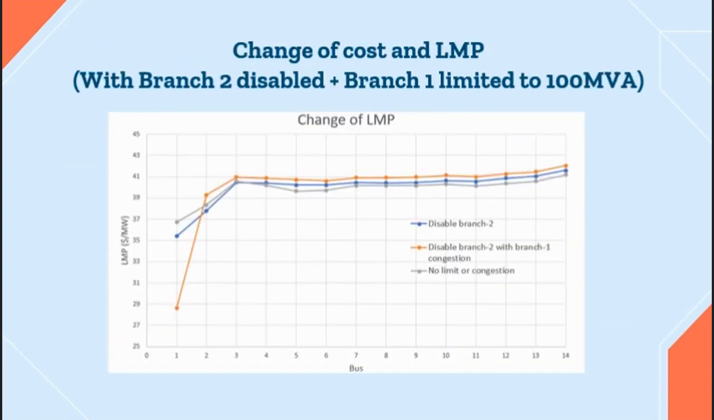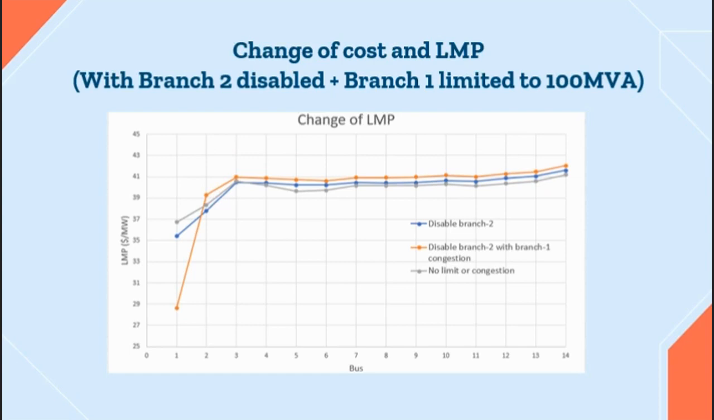In question 2, the second part, we have been told to disable branch 2 and limit branch 1 to 100 MVA. As a result, we have put a graph of the change of LMP as shown in the PowerPoint.